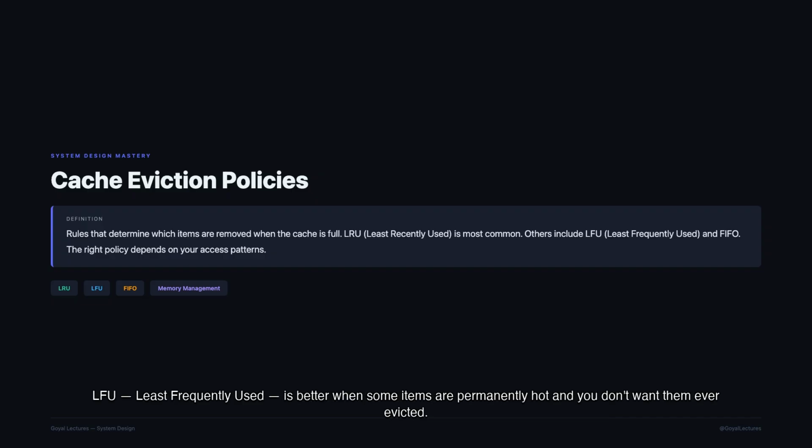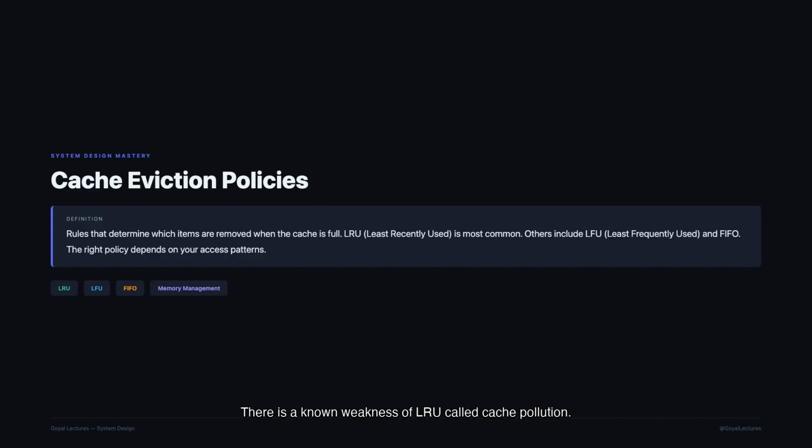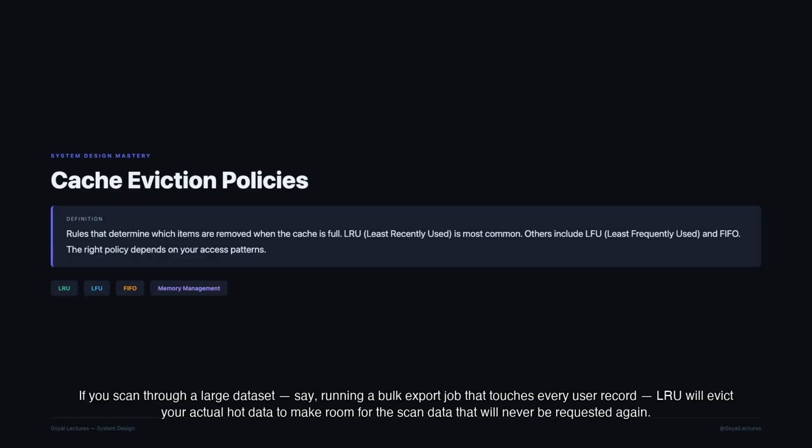There is a known weakness of LRU called cache pollution. If you scan through a large dataset, say, running a bulk export job that touches every user record, LRU will evict your actual hot data to make room for the scanned data that will never be requested again. For scan-heavy workloads, LFU is more robust because frequency is harder to game than recency.